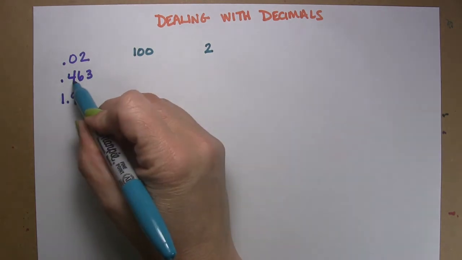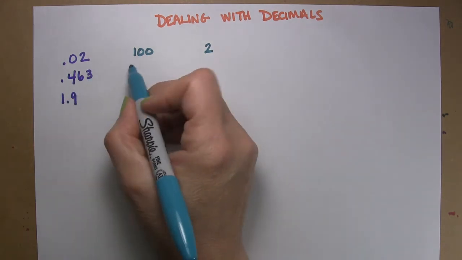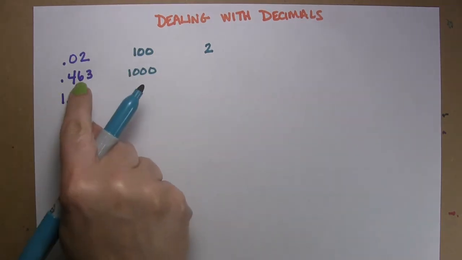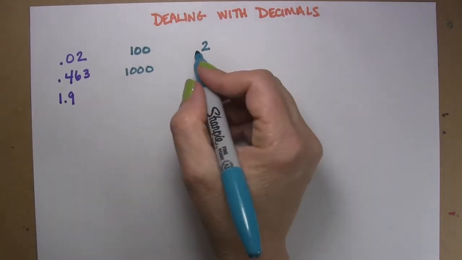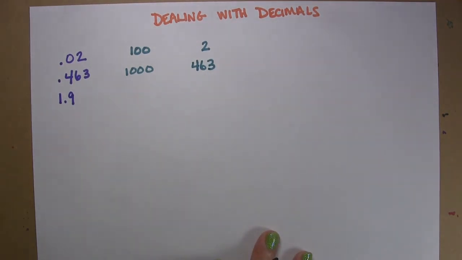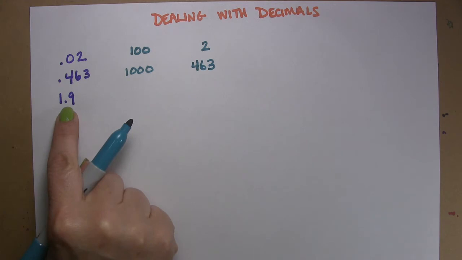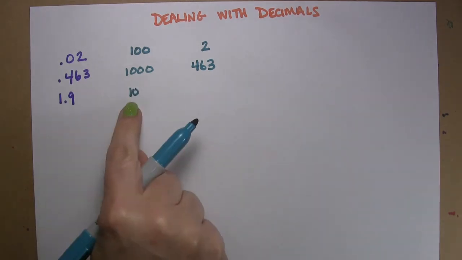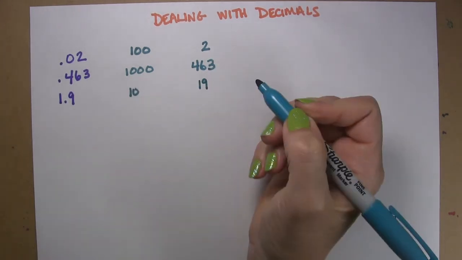If we had 4.463 and we multiplied it by 1,000, we would move our decimal point over 3 places, so we'd get the whole number 463. How many decimal places would we need to move this to get a whole number? Well, just 1, so that means we would have to multiply it by 10 to give us 19.